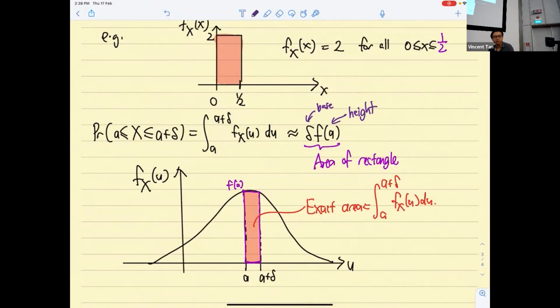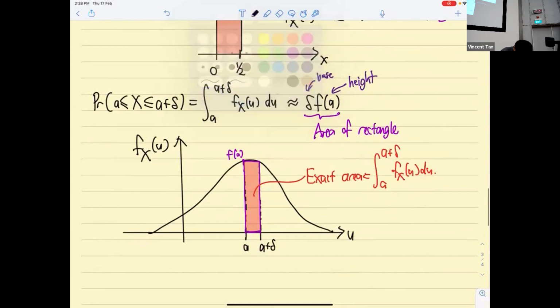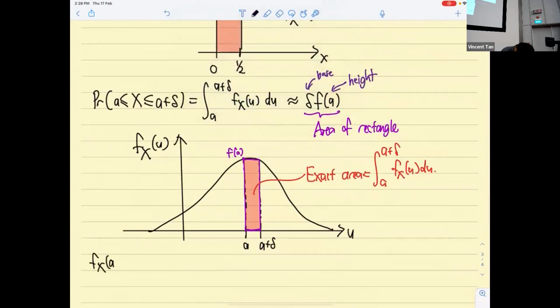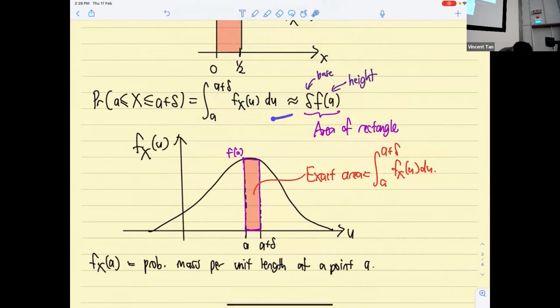So that's one interpretation of the probability density function. Let me write this in English: f_X of a is the probability mass per unit length. And actually this approximation is a better approximation as delta is small, let's say as it goes to 0. This is some math thing, never mind.